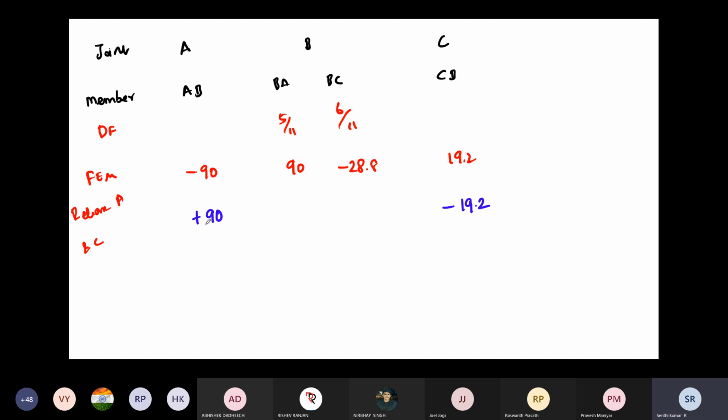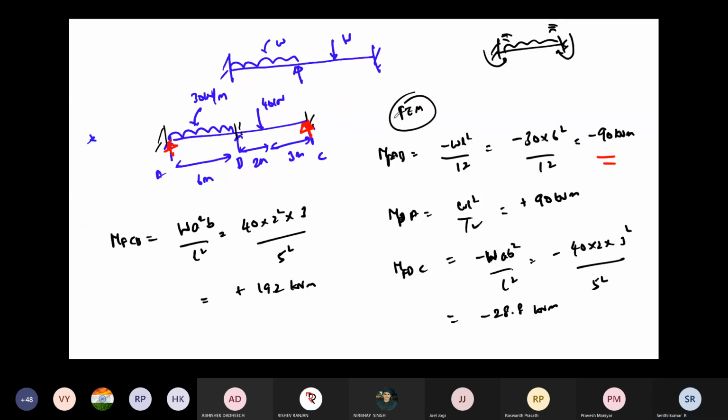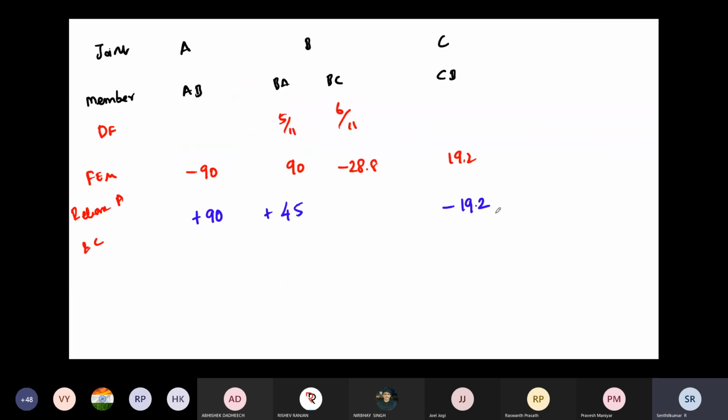But to make it 0, you have introduced some moment. So if you are introducing some moment, it has to be carried over to the far end. At A, you are applying plus 90, so it will carry over 50%, that is plus 45. And at C, you have applied some moment, so it will carry over 50% here. So minus 19.2 by 2 will be equal to minus 9.6. So finally, what are the moments now?